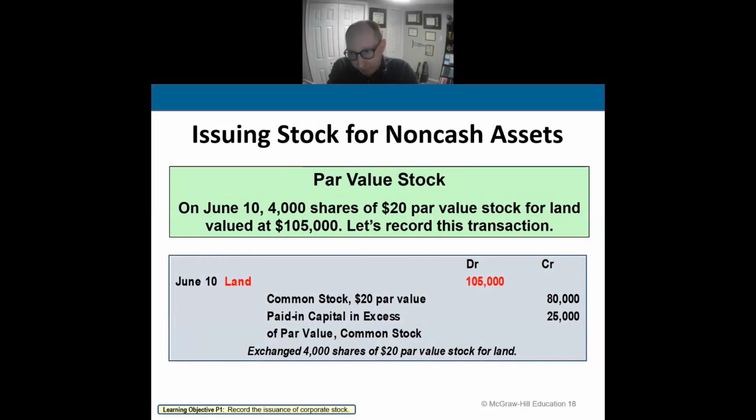This one's interesting. Issuing stock for non-cash assets. So my earlier example with Zach said, "Hey, you know what? I'm tired of working for other people. I'm going to open my own bar." That's what Zach said. So let's say Zach decides to do that, and he's going to build his own bar, and it's going to be a corporation.